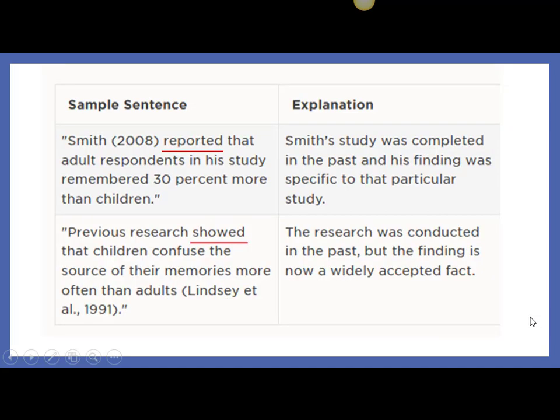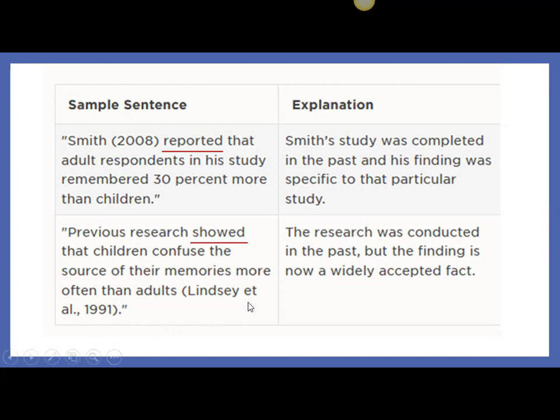So this is the same slide as we had last week. I wouldn't write reports. I need past tense. Smith reported. Here, one, I wouldn't write shows. Previous research shows. We want to say, because that research is already completed, previous research showed.